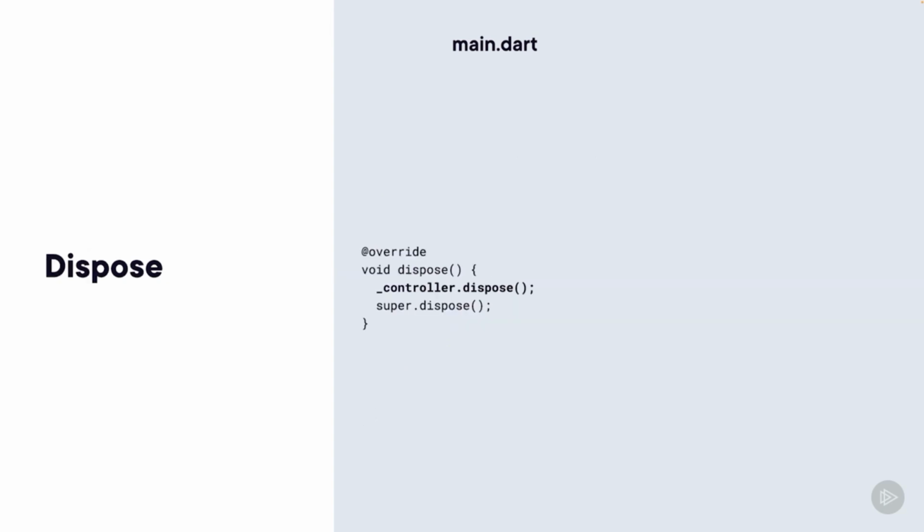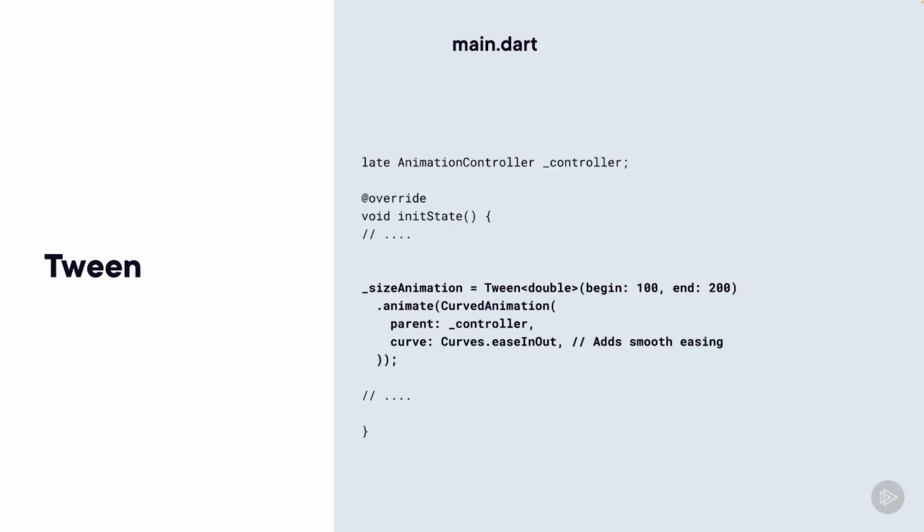Two tips before we go to the demo. First, to avoid memory leaks, always dispose of the animation controller in the dispose method when the widget is removed from the tree. And by default, animations run linearly. You can add curves to create more natural motions, such as ease in, ease out, effects, and more. All right, let's see it all in action in a demo.